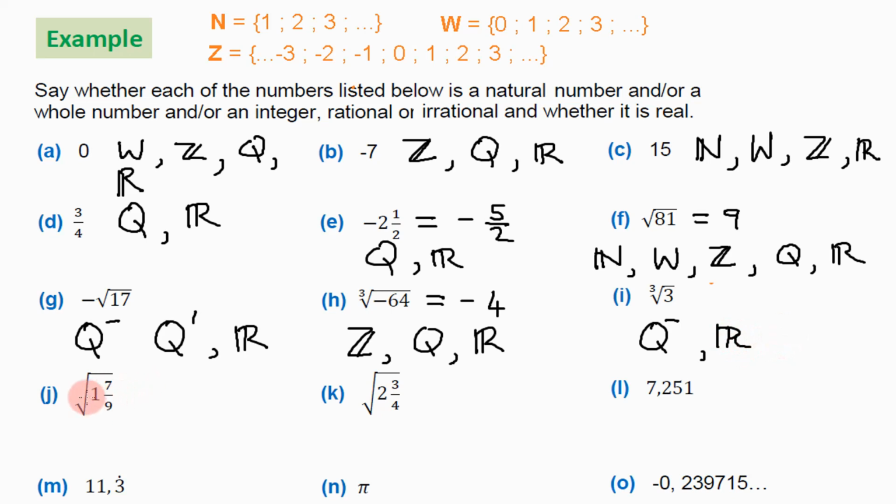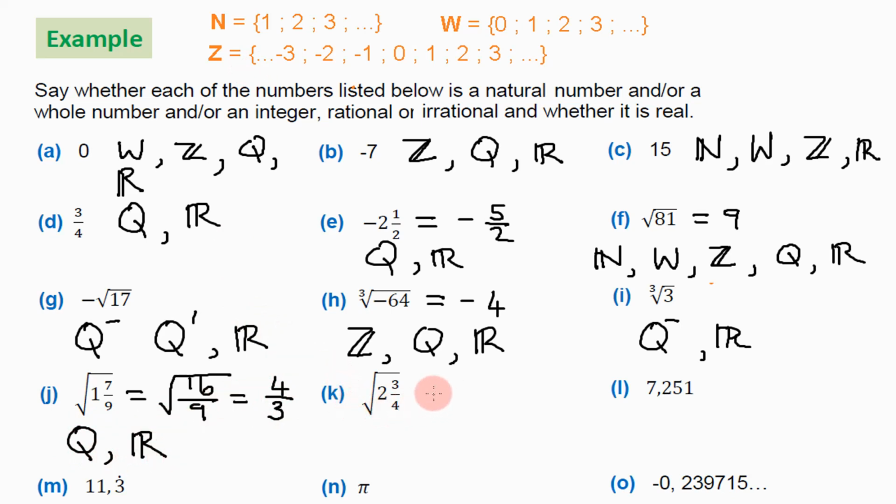In J, we have the square root of a mixed number. We can first convert the mixed number to an improper fraction. So 1 7/9 we can write as 16/9. And this, of course, the square root of 16/9 is 4/3. Now, 4/3 is a fraction, so it's none of these three number systems. We know that all fractions are rational numbers, and hence also real.